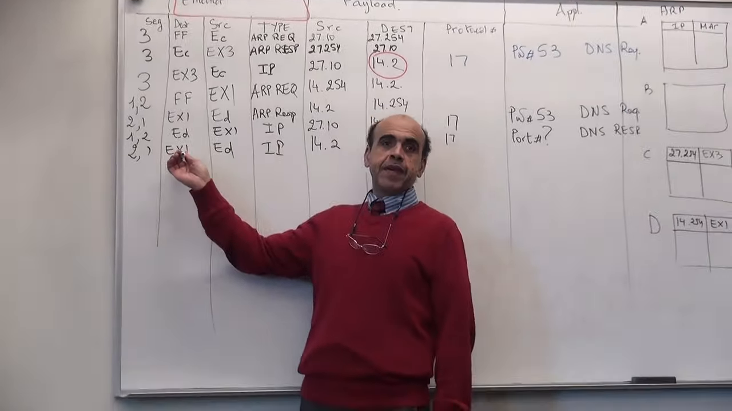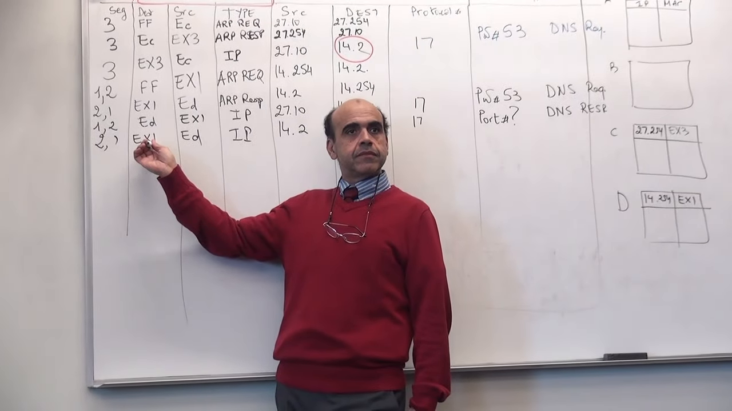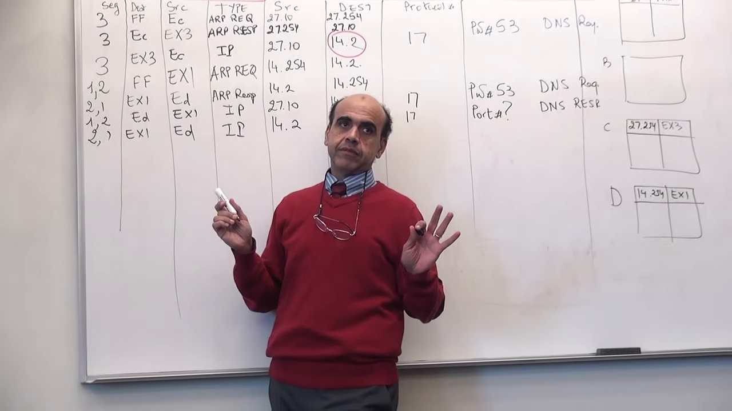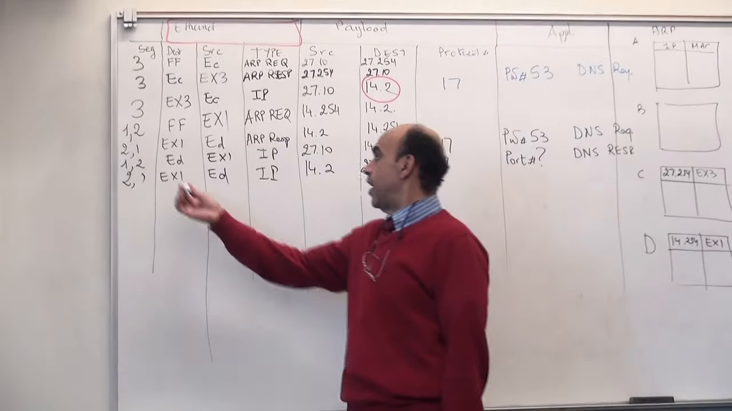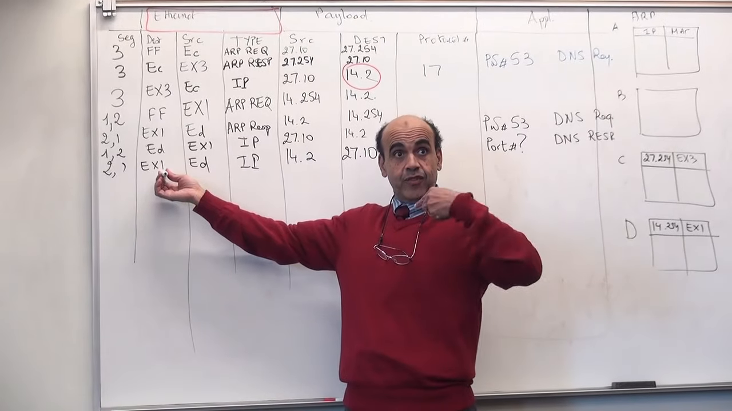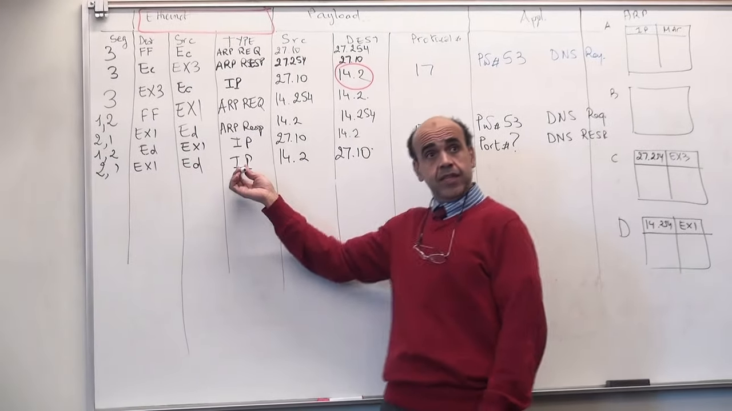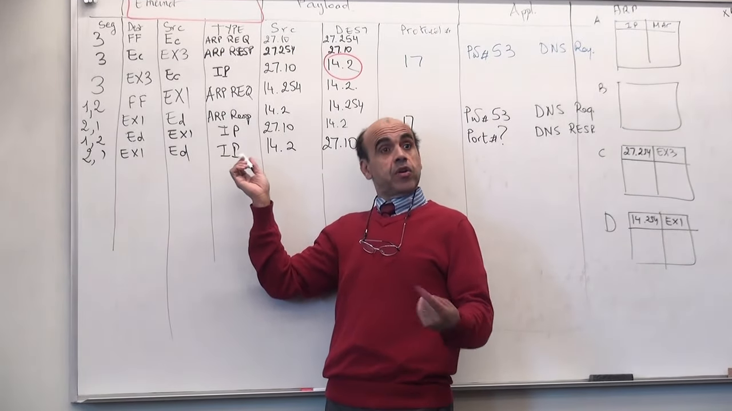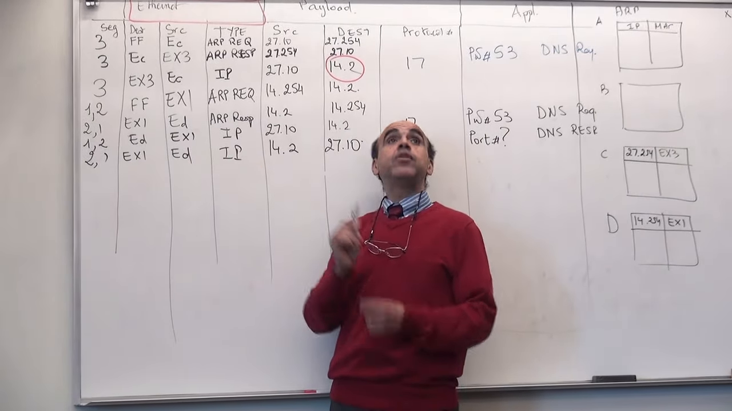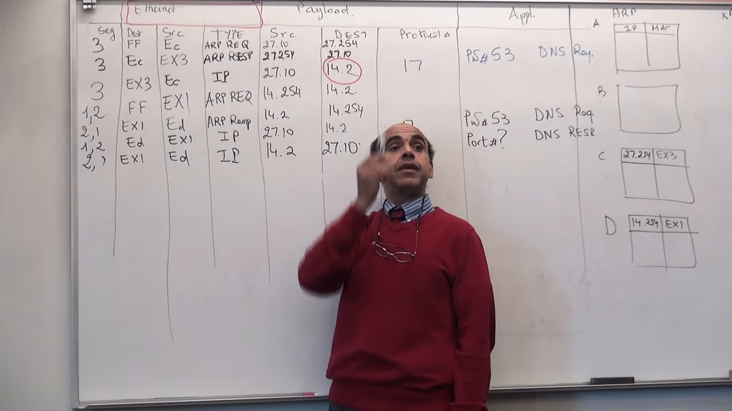Which machine will pick this frame? Only the router, right? So it will come to him. At the link layer, it says that's for me, right? It looks at the type. What is the type? IP. Oh, that's IP, okay? Then it will push it to IP.